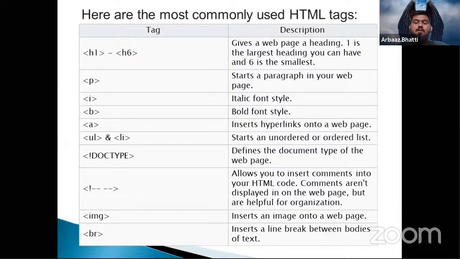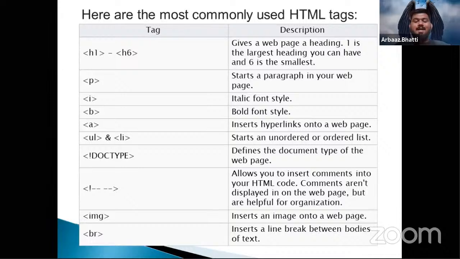Moving next to the paragraph, it's the P tag which is enclosed in the angle brackets. If you want to write any paragraph in your web pages, any text documents, you use the paragraph tag. The paragraph tag is basically used for writing only paragraphs. It only includes text.